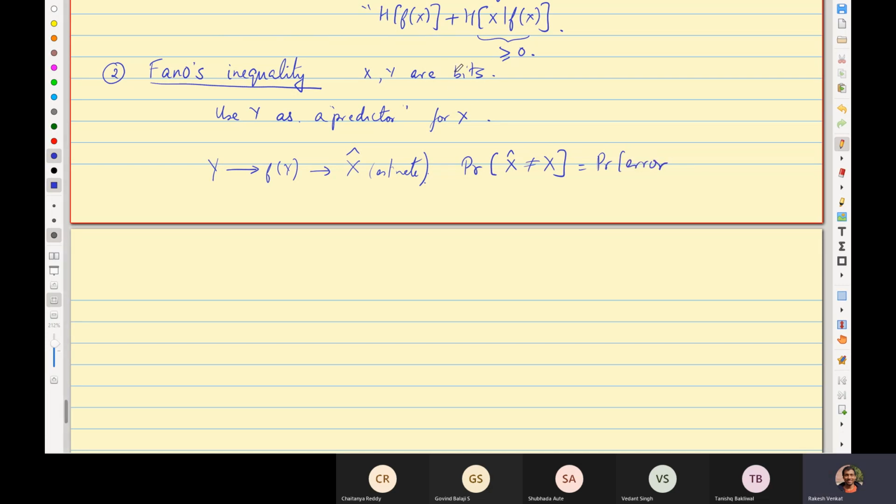Notice that we are just working with bits for now, and this is just the version that we need. The probability of error, say P of E. So this is a definition. I've not yet stated the inequality. Then Fano's inequality says that if y can be used to predict x with small error probability, then the entropy reduction, or the new entropy of x given y, should actually be small.